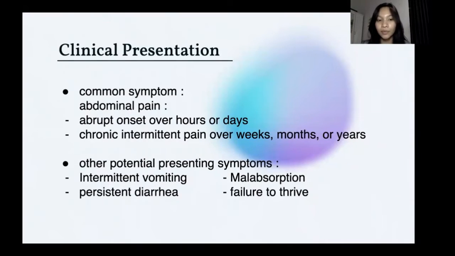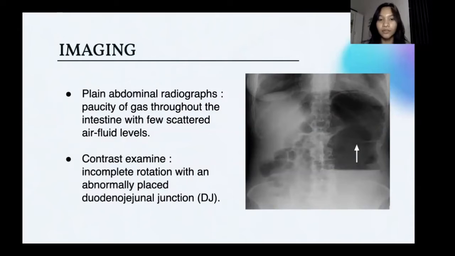It can be abrupt onset over hours or days, or chronic intermittent pain over weeks, months, or years. Other potential presenting symptoms could be intermittent vomiting, persistent diarrhea, malabsorption, or failure to thrive. The imaging of acute midgut volvulus can be done by plain abdominal radiographs and contrast examination.